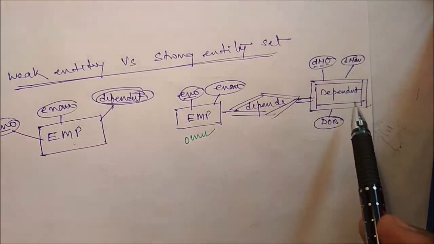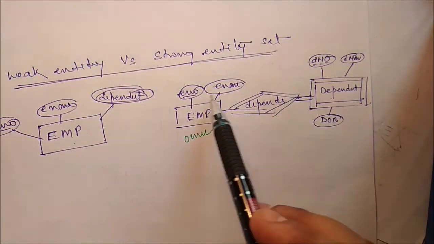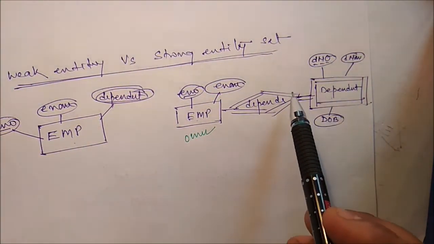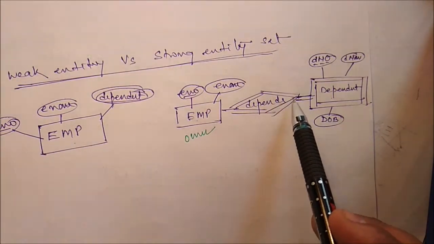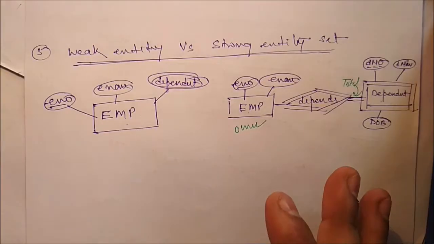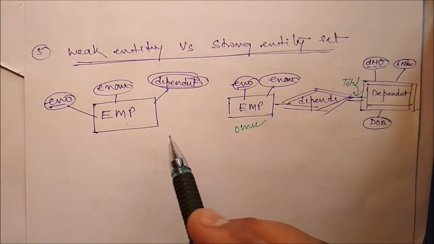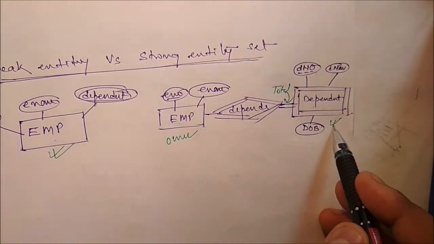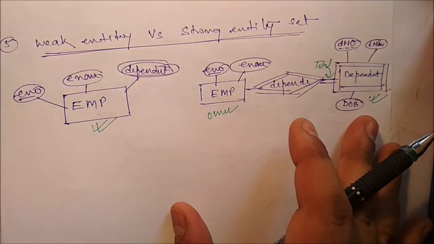So if that entity is dependent on the owner entity set, then definitely that entity should be the weak entity set, and the relationship is also weak. It is a double diamond, and here the participation is always total. Getting this one? So we have to decide whether the entity is a strong entity set or a weak entity set. And that is the end of this particular video.